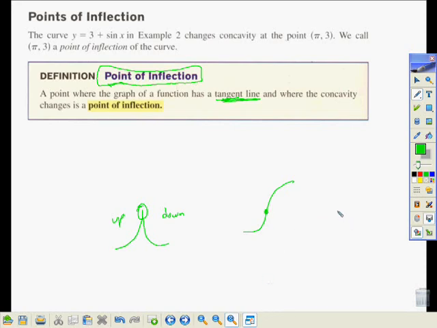Now, it could also even be a vertical tangent line. That would be okay if it's a vertical tangent line. Okay, so maybe your derivative doesn't exist there, but if that tangent line is a vertical line, then that's okay. But we just can't have a corner there.